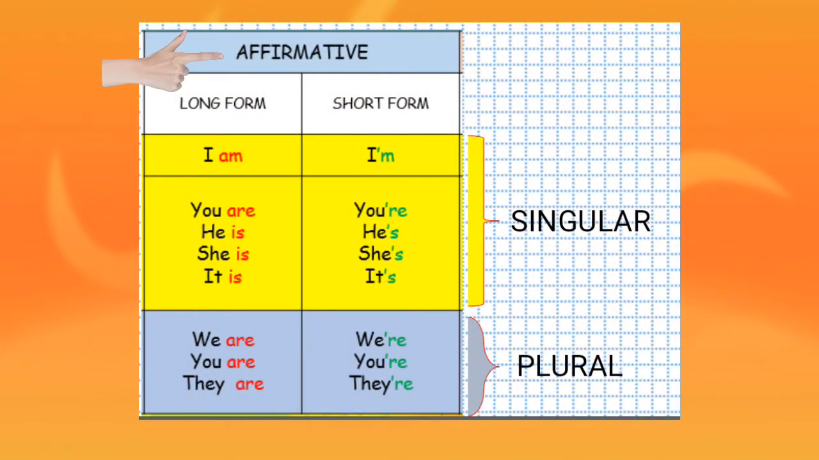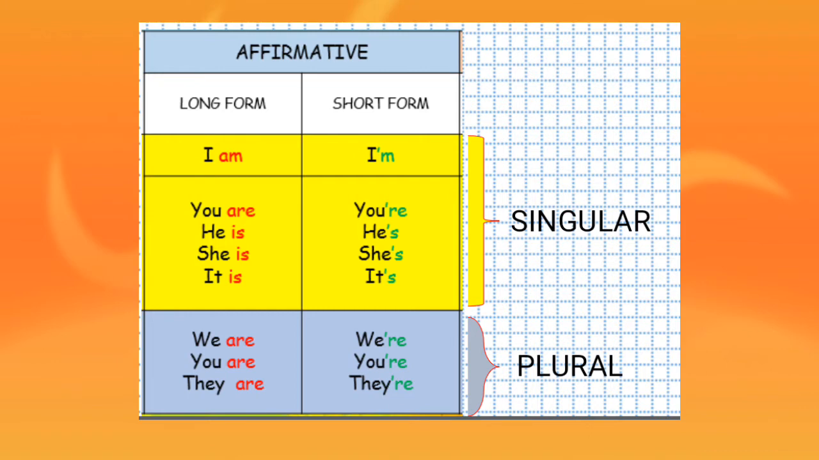Okay, this is a be affirmative table. Affirmative can be defined as you agree with something. It can be said as agree. As you can see, there are some words in red color, and those words are verb to be. For example, am, are, is. So these are the verb to be.